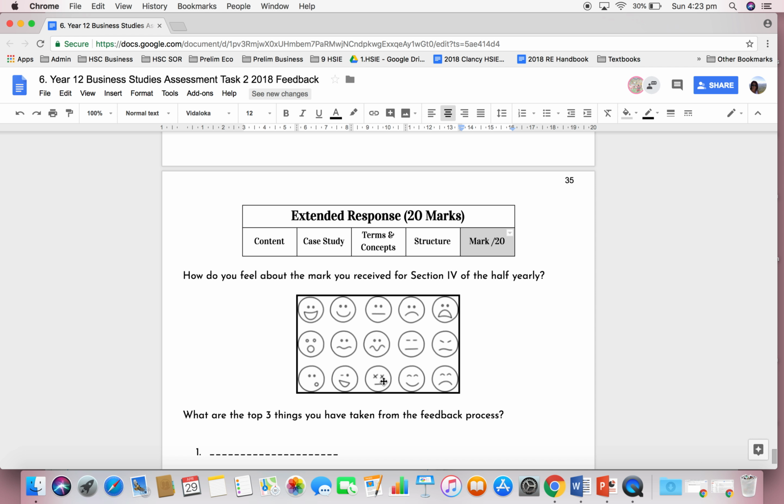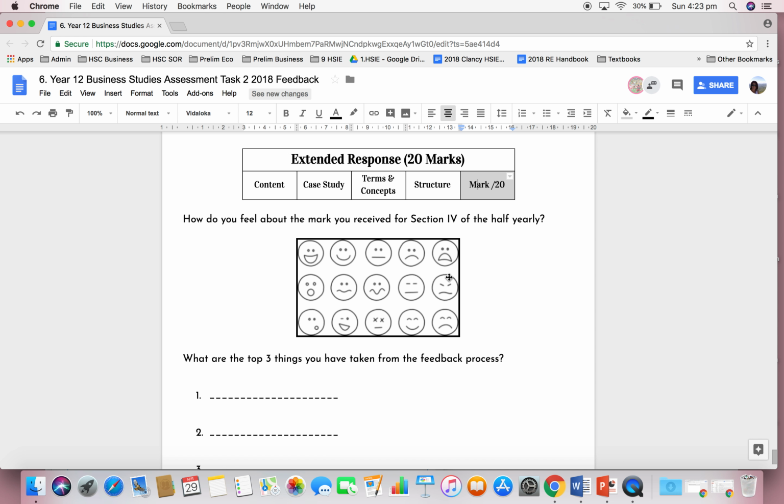Some of you are going to feel disappointed. Some of you are going to feel upset. Some of you are going to feel angry. Some of you are going to feel excited or happy. Emotional responses are natural and they're always going to happen. But you can't let that emotional reaction dictate and take over, okay, how useful this half yearly can be to help you move forward in business studies. So, circle a face that kind of shows how you feel about the mark you receive for section 4.